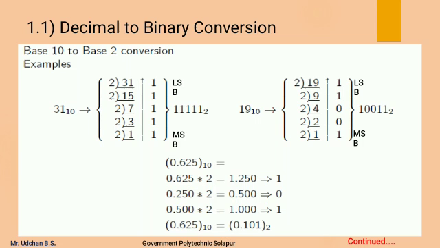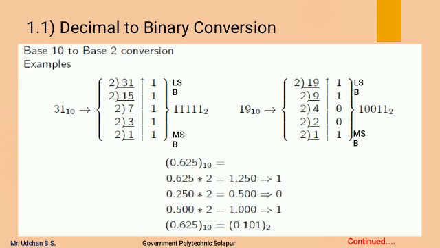Here we have taken three examples. First one is the decimal number 31, which we have to convert into the binary number. For that, we have to divide it by 2, as the binary number has a base of 2. During the division, write down the remainders successively.